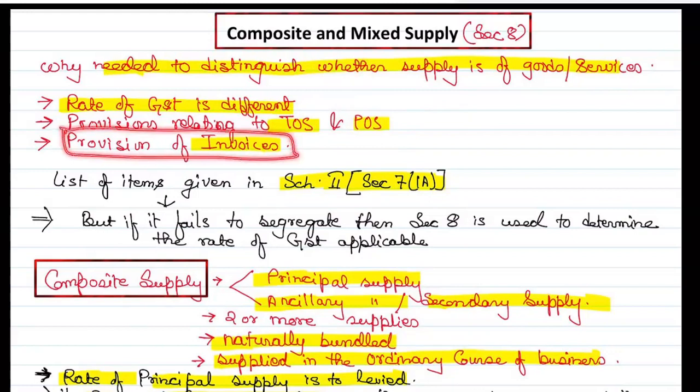Invoices chapter is also there. Section 31 is there, invoices. There also you'll see that for goods there are different provisions, for services there are different provisions. So there is a large need to differentiate whether that particular supply is of goods or services. To charge tax itself, it's very important to know whether it is of goods or services, because for goods the rates are different, for services the rates are different. Generally for goods the rate is more, for services the rate is less.